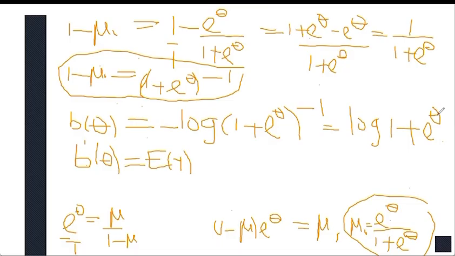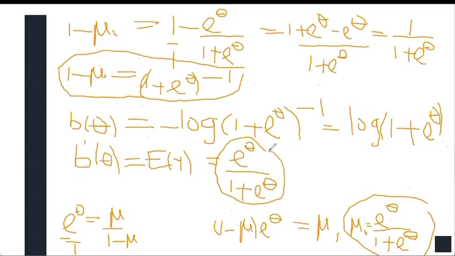theta. Right now, if I want to differentiate that, the derivative is e raised to power theta divided by 1 plus e raised to power theta. So the derivative of that is this guy, and that guy is actually mu. If you take a look at this, that's going to be mu.